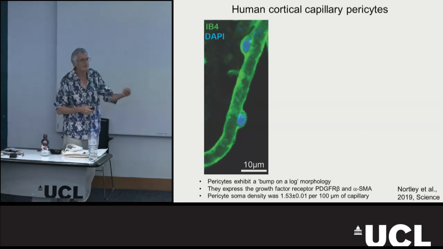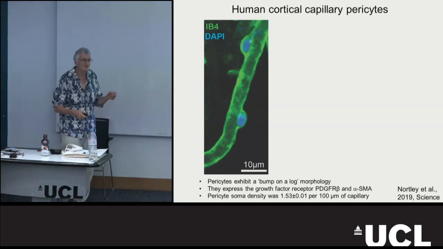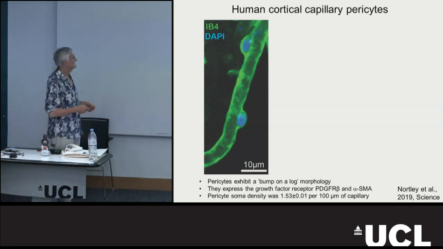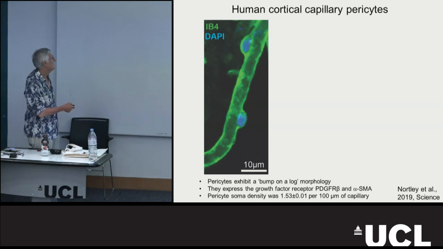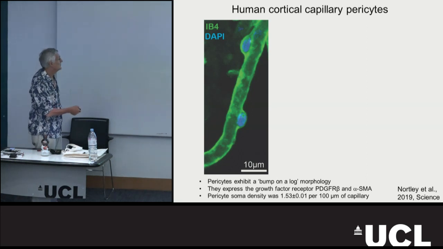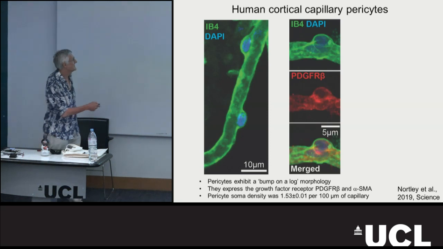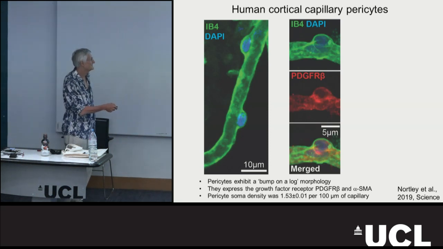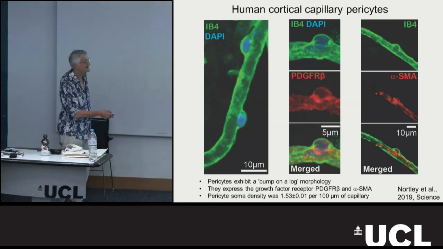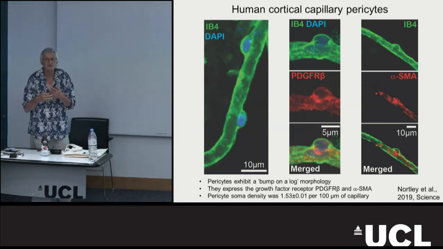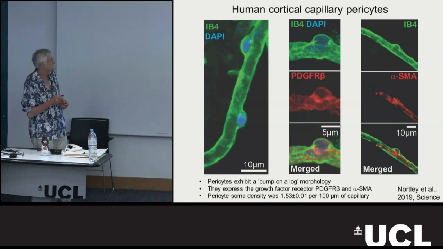So we then collect that from the operating theater, cycle it round to the lab, make it into brain slices, and then we can do just immunohistochemistry if we want, or we can look at them live. So this was a live human capillary with pericytes on it. These label for classical pericyte markers like PDGFR beta, and they also label for alpha smooth muscle actin, which is what's going to be mediating the constrictions I show you in a minute.